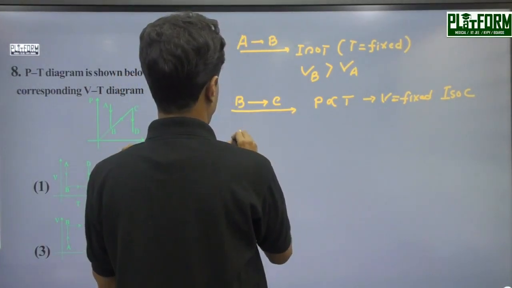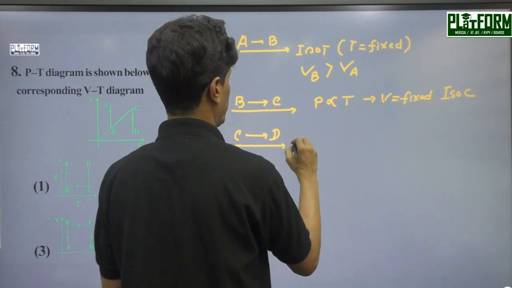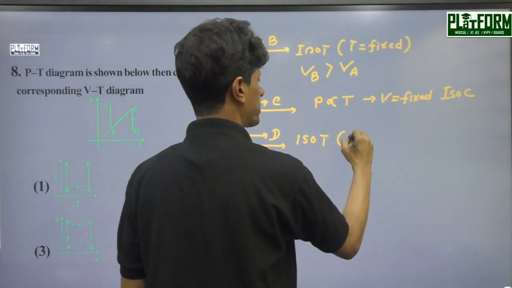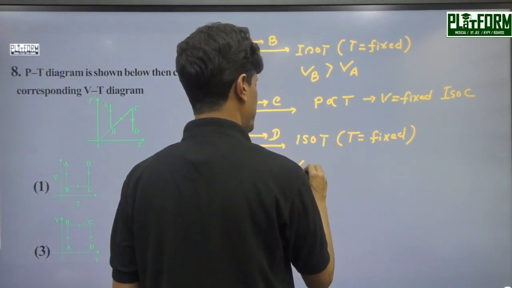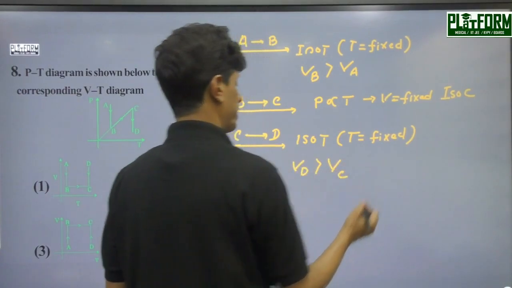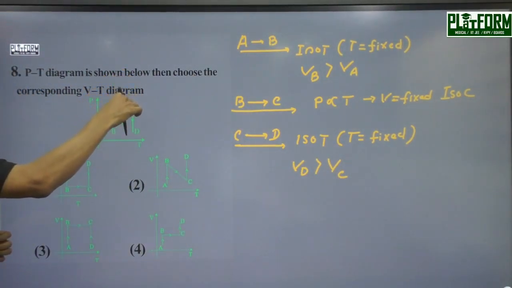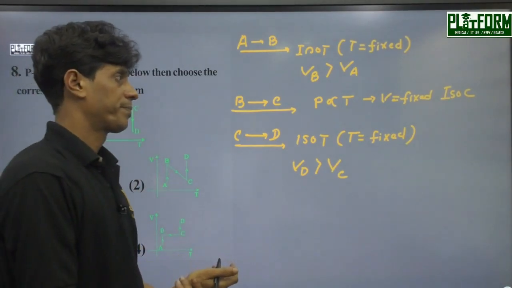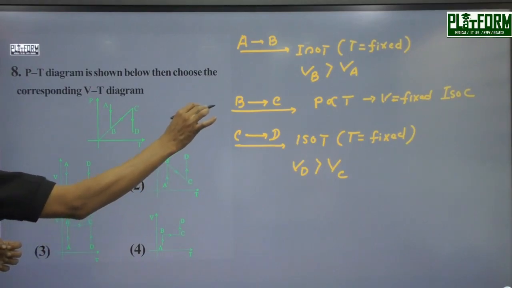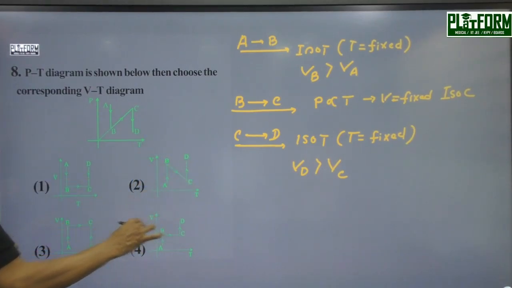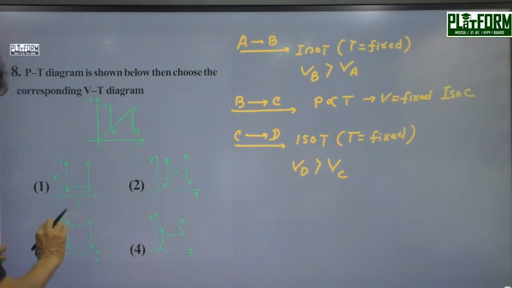Similarly, C to D is also iso T, that is, T fixed, and from the graph we can say VD is greater than VC. Pressure goes on decreasing, so the volume of the gas increases. Here BC is the isochoric process, so volume remains fixed. So option 2 is not the right option.